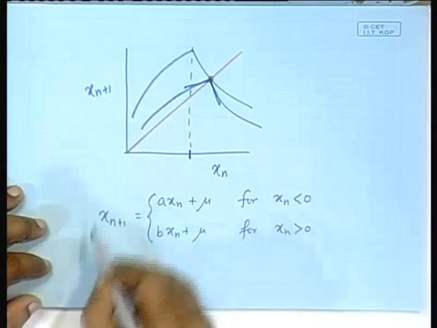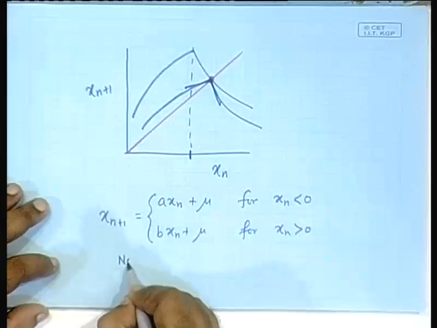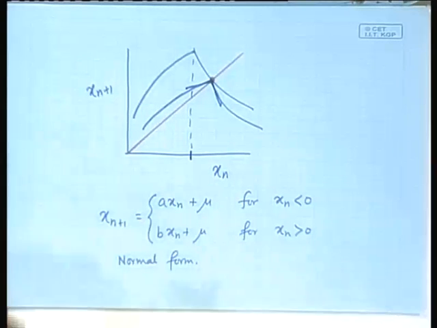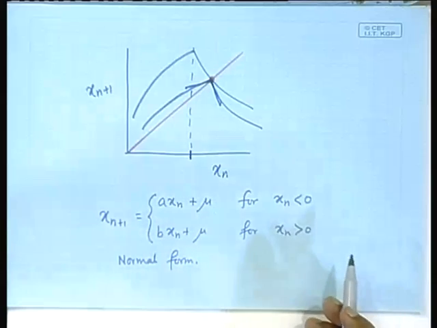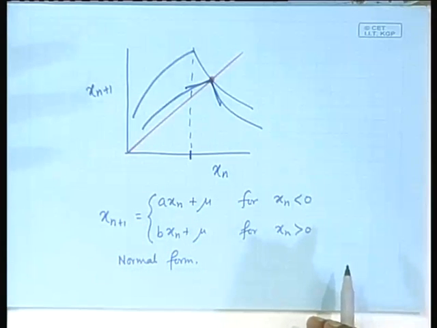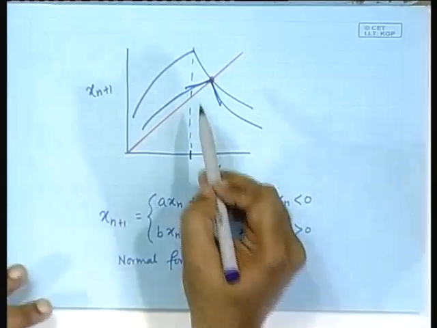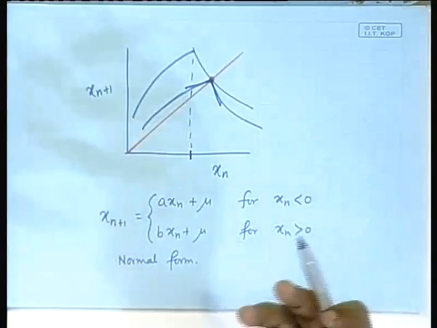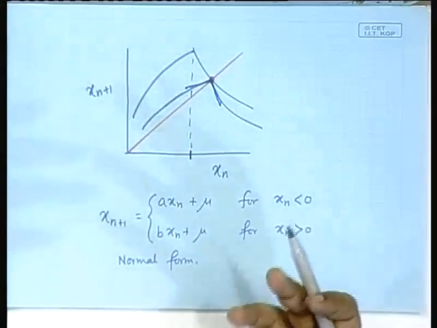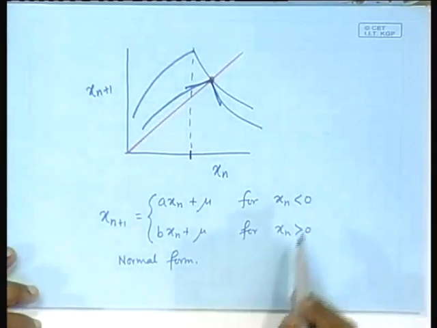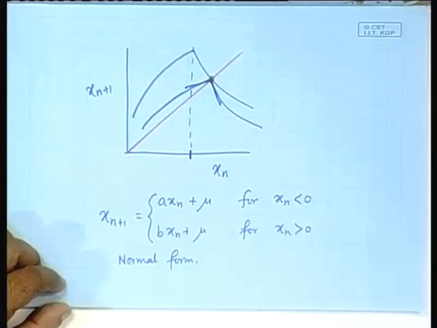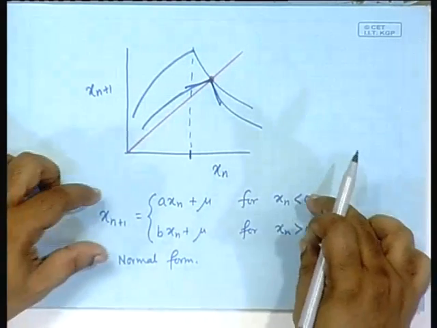That is why this form is called the normal form, because just by using this you can exactly understand the character of the border collision bifurcation, which orbit remains, which orbit exists, which orbit would be stable, all that can be understood just by considering this simple map. So, let us from now onwards consider this simple map.